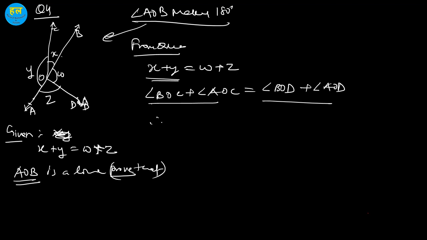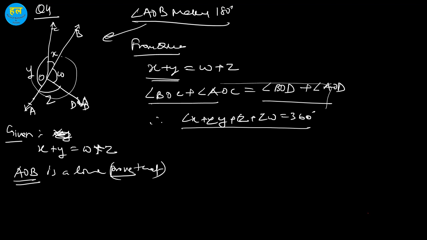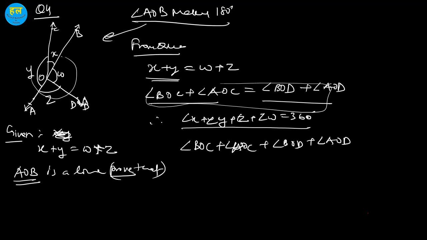we can see from the figure that angle x plus angle y plus angle z plus angle w is equal to 360 degree, because they complete the whole figure. They all form 360 degree. So if we add these four, angle BOC plus angle AOC plus angle BOD plus angle AOD, they have to be 360 degree. And this is equation number 1, this is equation number 2.